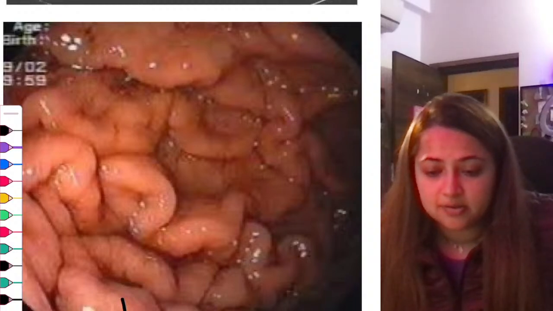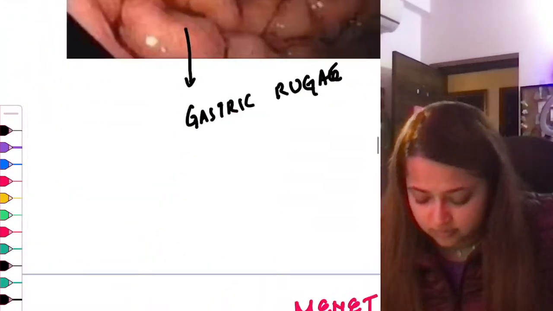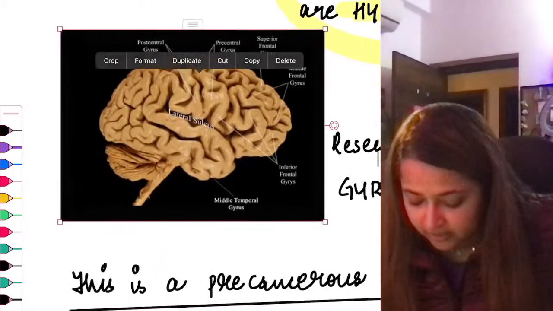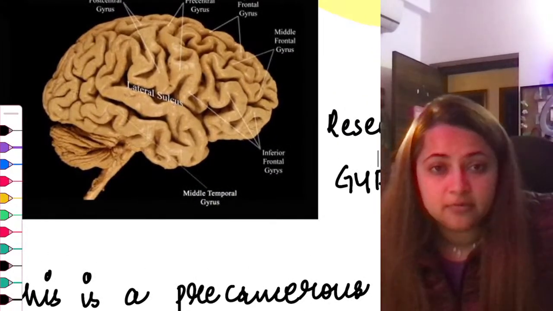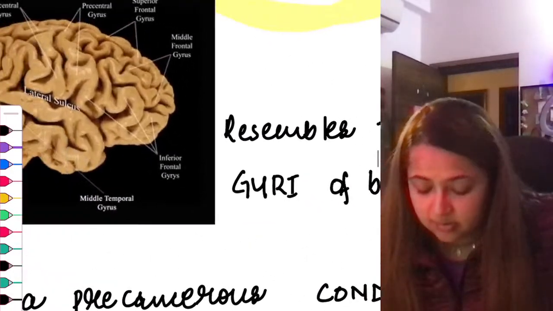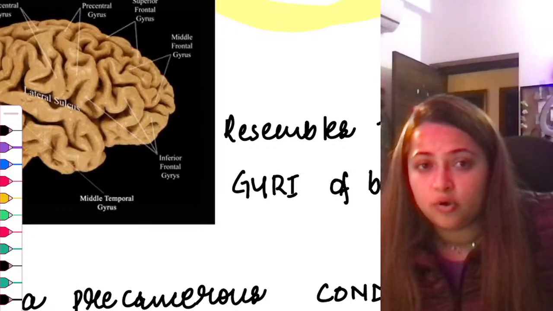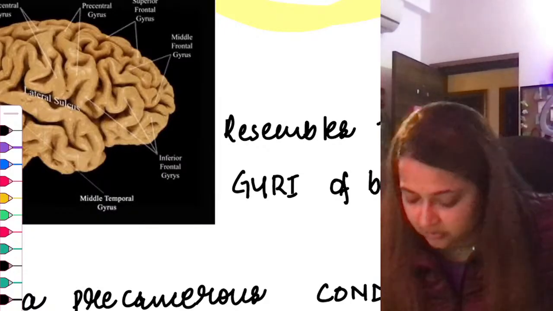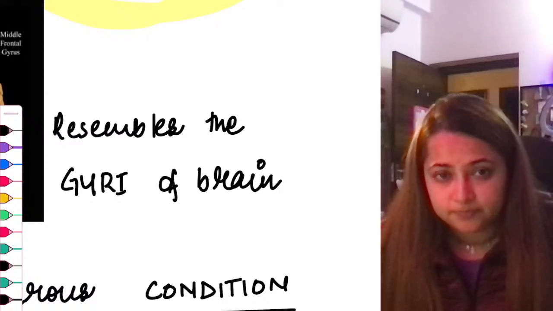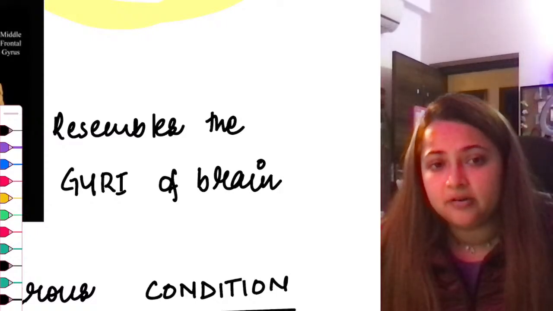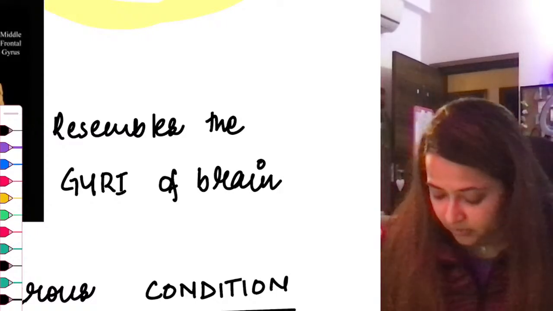Yes, this appearance resembles what? The answer to this question is going to be the gyri in the brain. So look at this picture. This picture shows you the gyri. This is giving the similar appearance that we saw in the endoscopic picture of Menetrier disease. Remember, the gastric rugae that are hypertrophied will resemble the gyri of the brain.